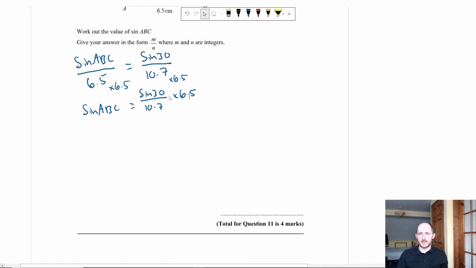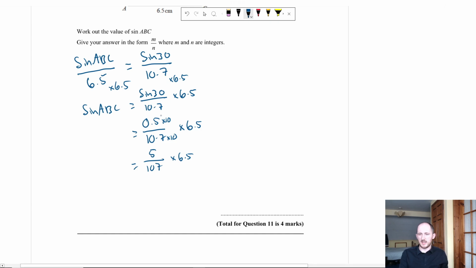So sine 30, hopefully you know this, is a half. So in other words, it's going to be 0.5 over 10.7 times 6.5. Now what I'm going to do is, to make these integers, I'm going to times the top and bottom by 10. So that gives me 5 over 107 times 6.5.